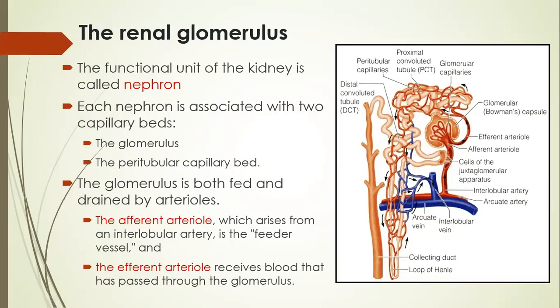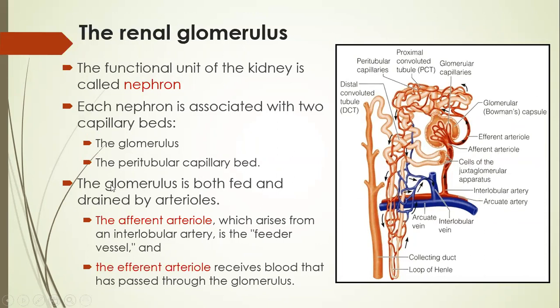Now coming to some features of the renal glomerulus. As I said, you will study more in detail in the histology part. I will just give you a brief introduction to that. The functional unit of the kidney is the nephron. This whole structure is called a nephron. Each nephron is associated with capillary beds, as we have seen. So there will be the glomerulus, as well as around that a peritubular capillary plexus. Here you can see the peritubular capillary plexus. This is the glomerulus here, and here is the peritubular capillary plexus.